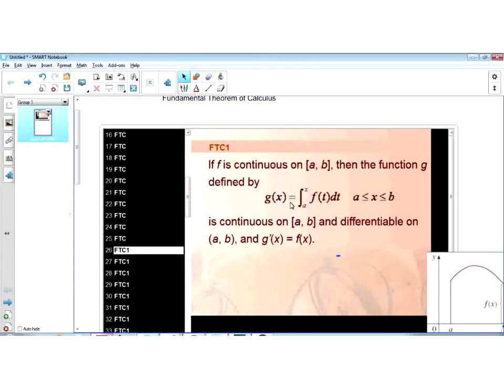If f is continuous on a to b, then the function g defined by g of x is equal to the definite integral from a to x of f of t dt, where x is between a and b, on the interval, g of x is continuous on a to b and differentiable on the open interval a to b, and g prime of x is equal to f of x. So the derivative of g is equal to f. Okay, so there we have a relationship: differentiation is the undoing of integration. So if we differentiate both sides, we peel back the integral and expose the function, and we're left with the derivative on the right-hand side.